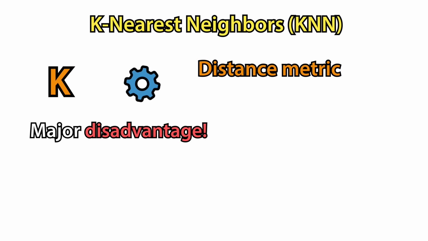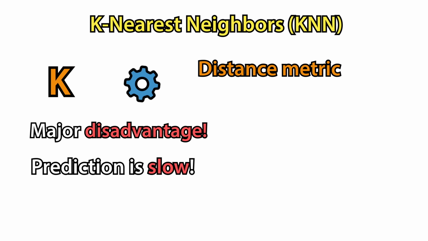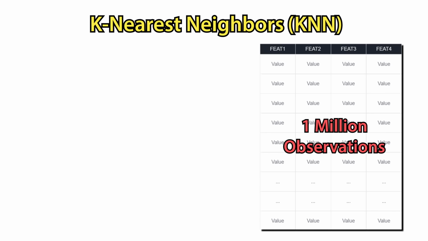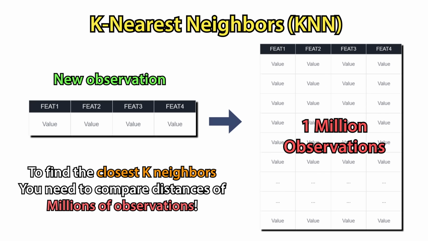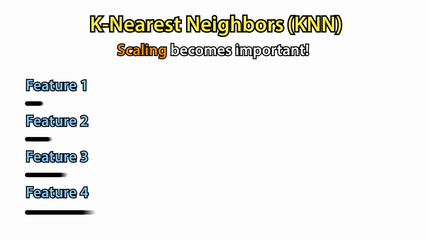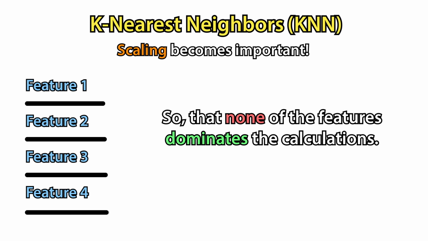One major disadvantage of KNN is that each prediction becomes computationally expensive, especially when you have a large data set. Imagine having millions of observations, and for each prediction, you need to calculate the distance from it to the other 1 million data points. It becomes very inefficient for large datasets. Additionally, since it relies on distance calculations, you need to scale the data to treat all features as equally important.